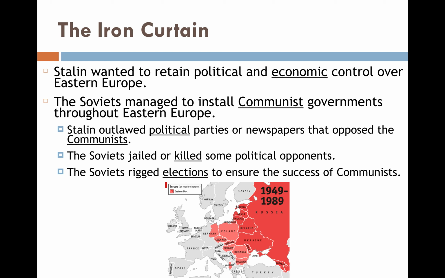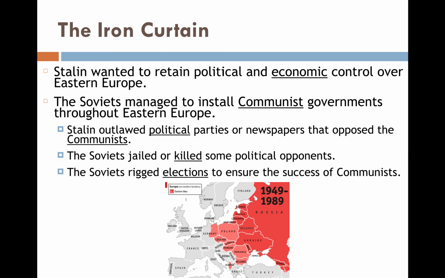So Stalin then is going to want to retain political and economic control over these Eastern European countries, and as I said, he's going to install communist governments throughout Eastern Europe. So you can see where Russia is on that map down below, and then you can see countries that are going to come under Soviet control. So Estonia, Latvia, Lithuania, Belarus, Ukraine, those are all going to become a part of the Soviet Union. They will lose their independence altogether, and then places like Poland, East Germany, Czech Republic, Hungary, Romania, they will all eventually fall to communist governments as well.